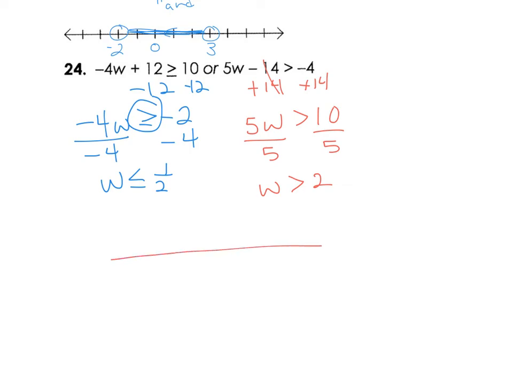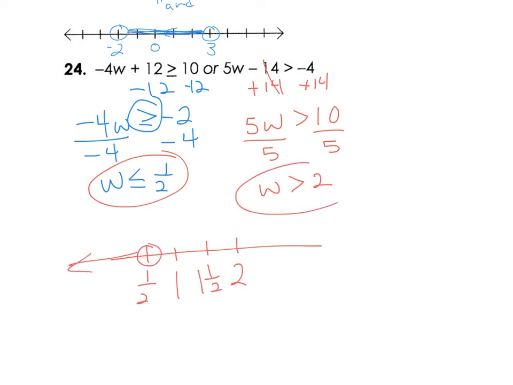So now let's graph this. Here's a half. Here's 1. This will be 1.5. And this will be 2. So if I graph this part here, at half, I would have an open circle going to the left. And now on the right-hand side, I would have an open circle going to the right. And that's how I would do 24.